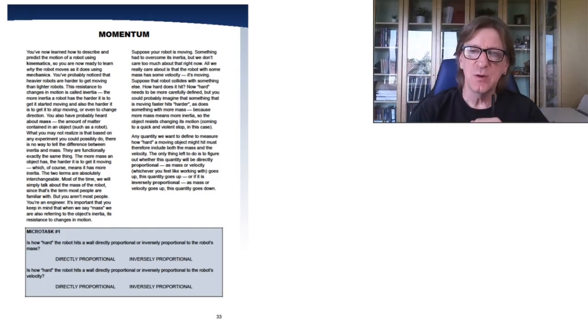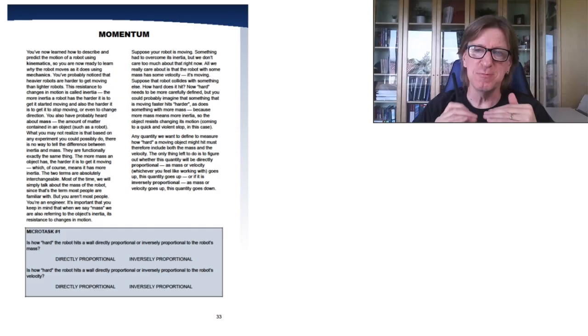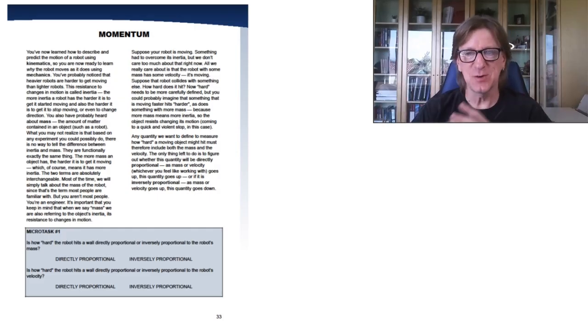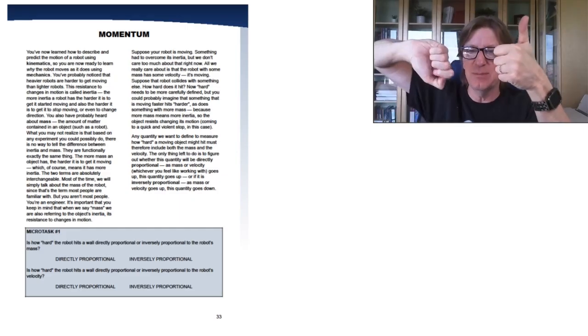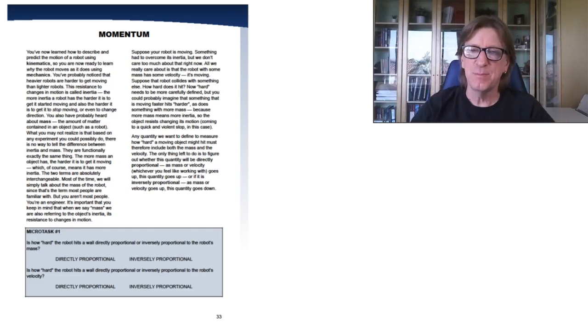And I want you to pause the video and then make a choice. It's important that you commit to that choice, even if it's not the right one. Okay, how hard an object, that's our quantity of momentum, hits the wall, is it directly proportional or is it inversely proportional to the robot's mass? So for example, as the mass goes up, does it hit harder? Or as the mass goes up, does it hit less hard? Pause the video, think about that.